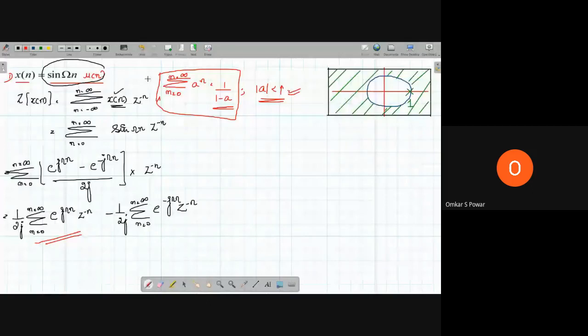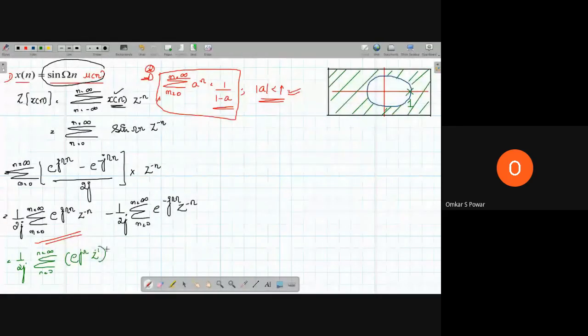So in order to bring it to this form, I can further simplify this as 1 by 2j summation n varies from 0 to infinity of (e power j omega z to the power of minus 1) whole to the power of n, minus 1 by 2j summation n varies from 0 to infinity of (e power minus j omega z to the power of minus 1) whole to the power of n.